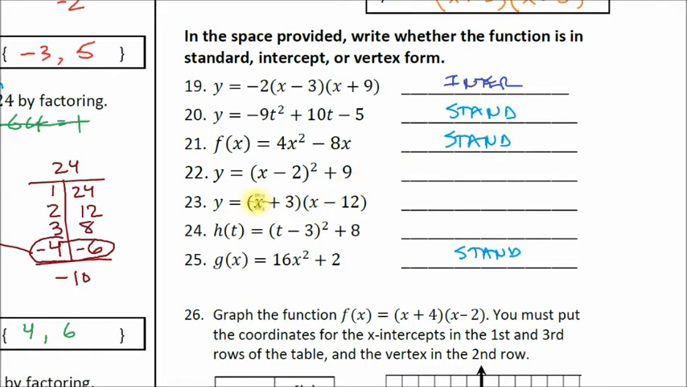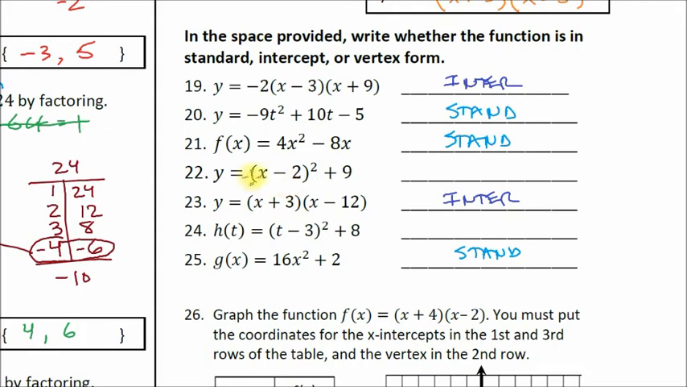Here's another one, double parentheses, but also more importantly, there's no square here. There's no exponent of 2. That must be intercept form. And the rest of these don't fit that. Last one is vertex form.